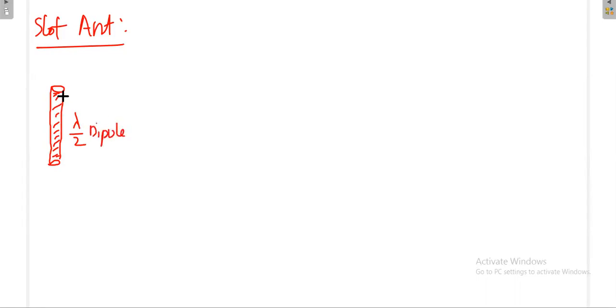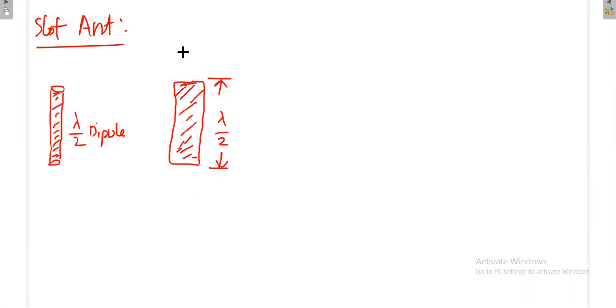Instead of a conductor of cylindrical shape, you can take a sheet. I'm not taking the conductor, please imagine I am taking only a simple conductor sheet, and here also the length is lambda by 2. This is not of cylinder shape, I'm taking it like a sheet. Then this antenna is called a slot antenna.